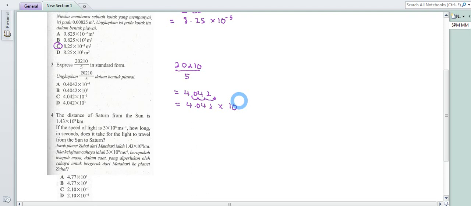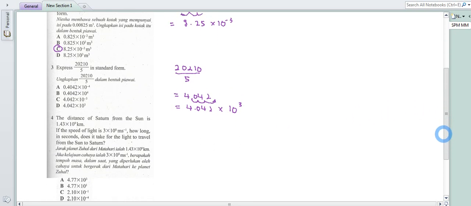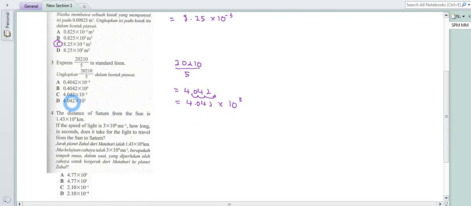So the power here is not negative. Just now I moved to the left hand side, that's why I had to put negative. Now I move to the right hand side, so I don't have to put a negative. Okay, so the answer is 4.042 times 10 power 3.